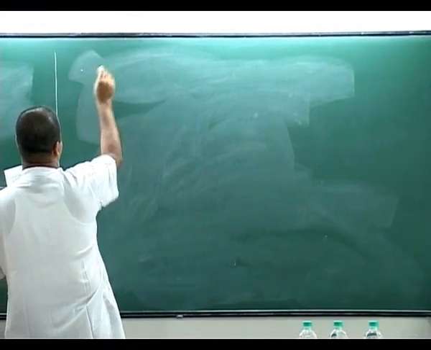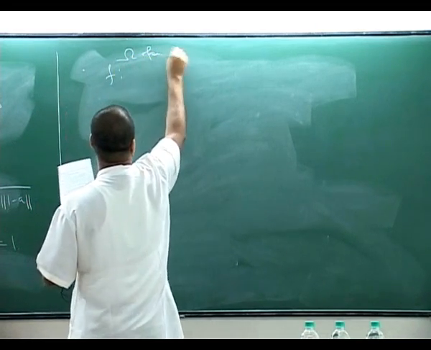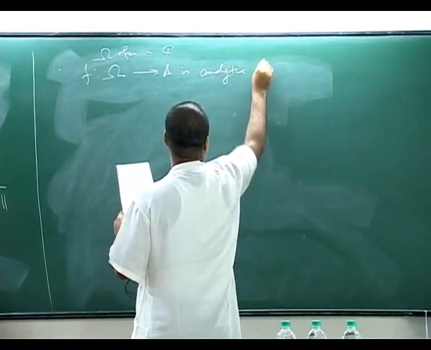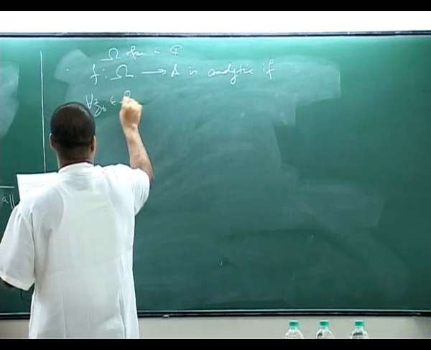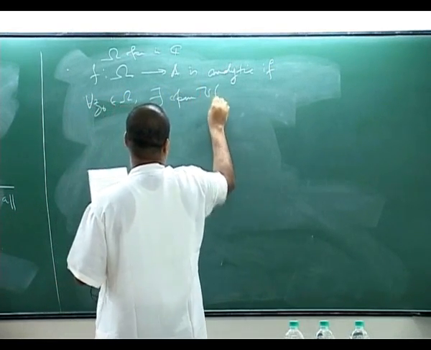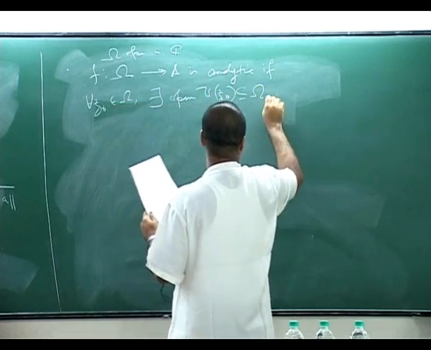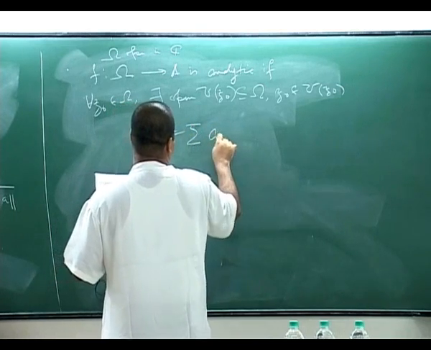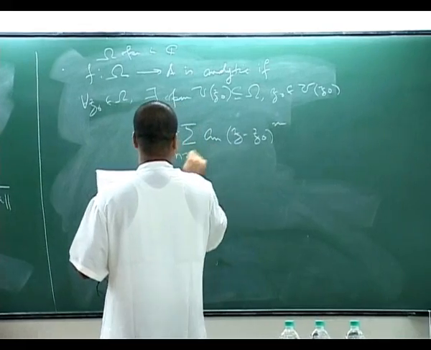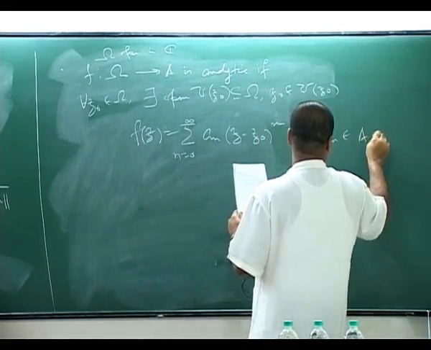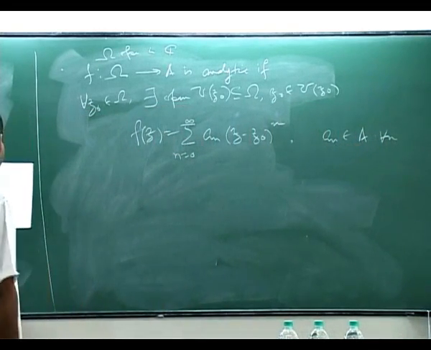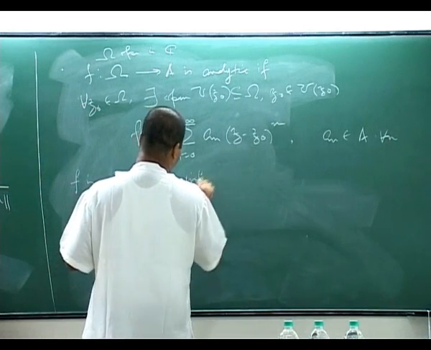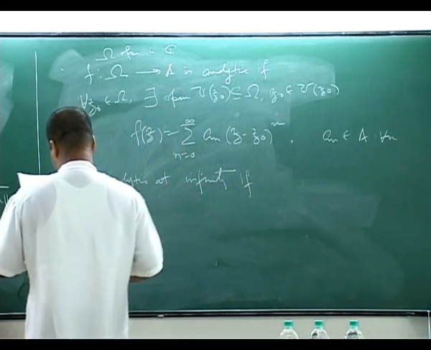Okay. So suppose, again, this is the definition. Suppose omega is open in C and the function f from omega to A is analytic if for all z naught in omega there exists an open set U of z naught containing z naught such that f of z is the summation of a n times (z minus z naught) to the n, where the numbers come from the algebra A, and we say f is analytic at infinity if there exists some scalar c.